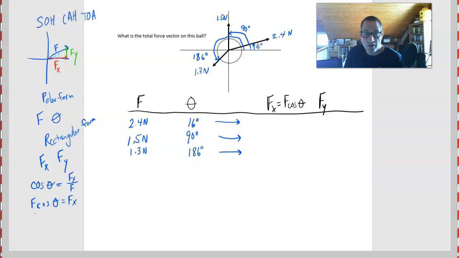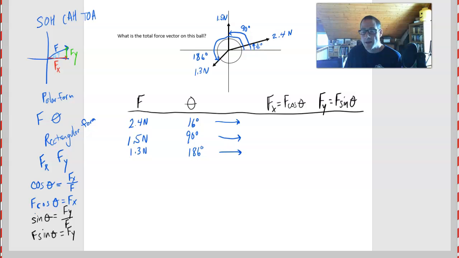So that's how we're going to calculate f of x. We're going to take the force, the magnitude, times the cosine of 16, and that's going to give us f of x. Okay, and then f of y, how do we find f of y? F of y is the opposite. We don't have the adjacent this time, so now we're going to use the sine. So the sine of theta is equal to the opposite, f of y, over f, and therefore f sine theta is equal to f of y. That will be the equation we'll use.